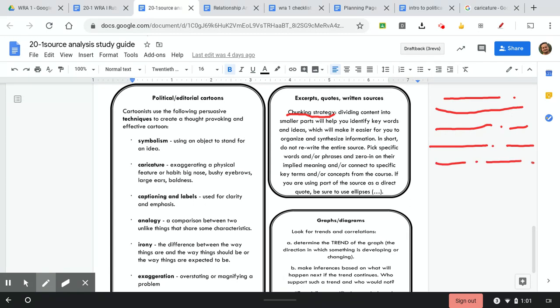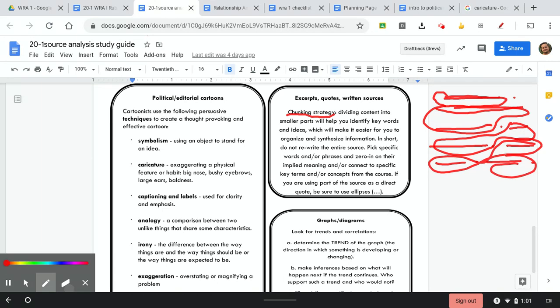By chunking, you look at each individual section. What's the author saying right there? What are they saying right here? What are they saying here? And what are they saying here? Now that looks like a mess, so I'm going to erase it.